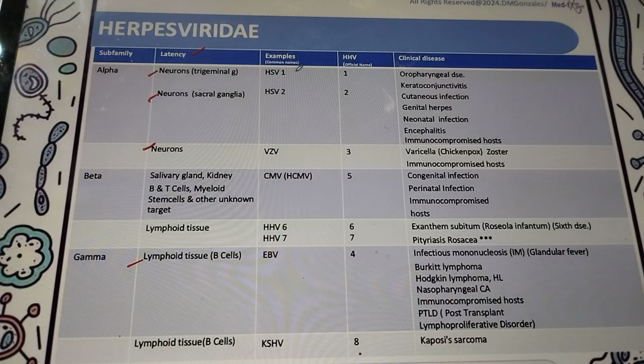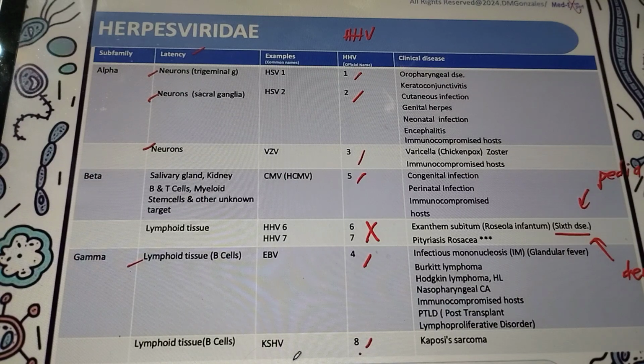So HSV1, this is the common name, and you should know the official name: human herpes virus 1. HSV2 is human herpes virus 2. Varicella zoster virus is your human herpes virus 3. CMV is your HHV5. HHV6 and 7, I'll spare you with this. This is not very, very important. Why? Because HHV6 is the one that causes your roseola infantum, or your sixth disease. This is important with pediatricians. This has no gynecological significance. And pityriasis rosea is important with your dermatologist. So you can skip memorizing those two. Then you have here 1, 2, 3, 4, and then go back to 5, and then 8.